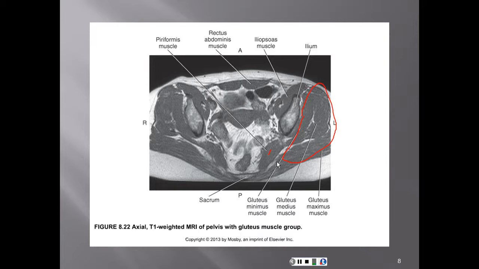The external and internal oblique muscles are located on the outer lateral portion of the abdomen. Just superior to the inguinal ligament is the inguinal canal. That's pretty much where the spermatic cord protrudes down and through. As a matter of fact, that's the weak spot in the male's anatomy where the bowel can protrude down into the scrotum, and it's called an inguinal hernia.